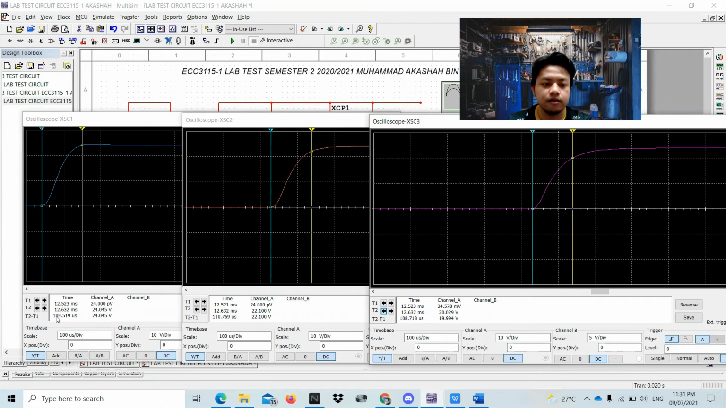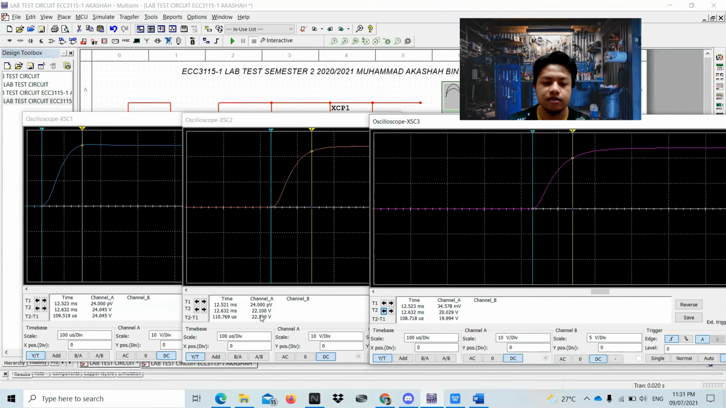So when the difference is 109.519, and it just closes around like that, the value for 625 ohms is 24.045 volt, which is already exceeded, which we convert into ampere, which is 24.045 milliampere. So it is already exceeded the maximum current.